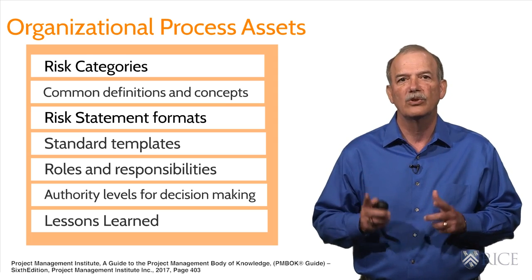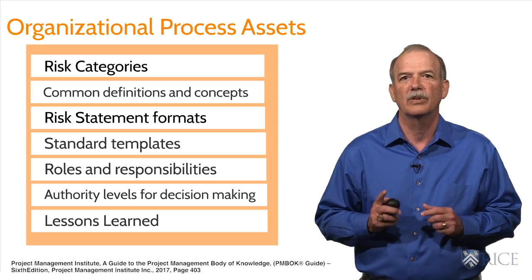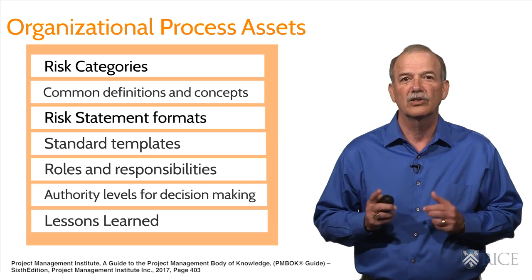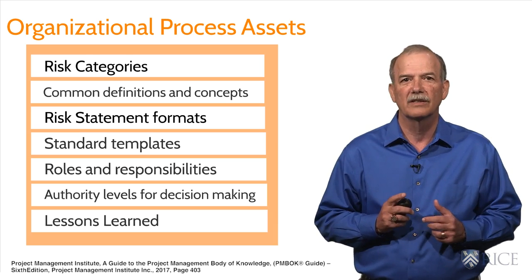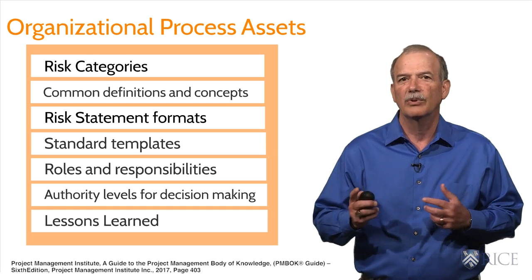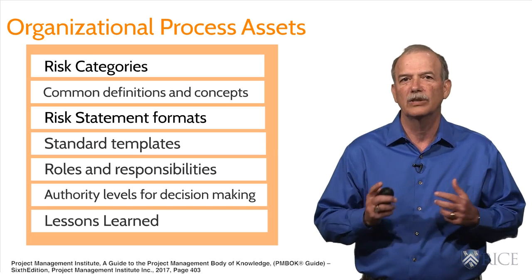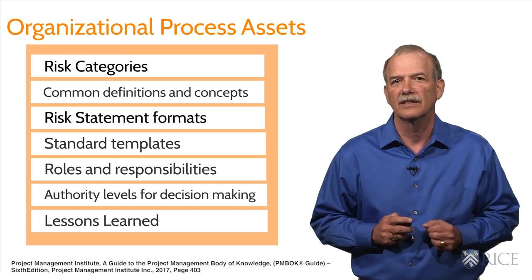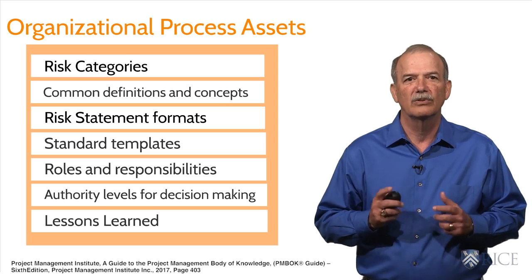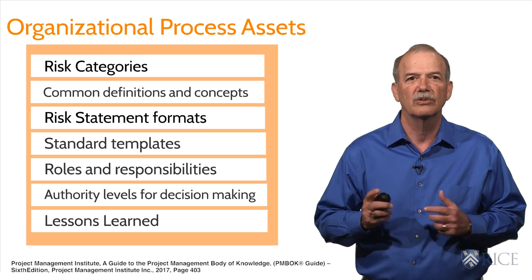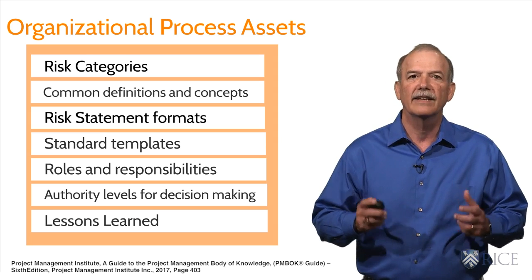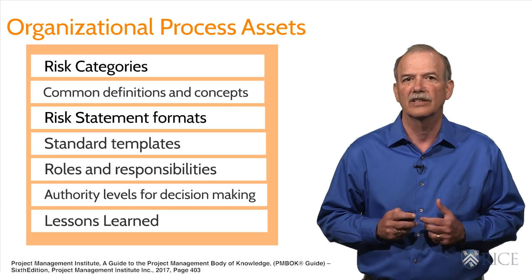It's important that you use these standard templates to enhance communication within the organization. The organization may also define roles and responsibilities, a standard work process that outlines who on the project and within the organization is responsible for each risk management activity. Authority levels for decision-making on risk-related items and on the contingency and reserve levels to be held at a project can also be included. And finally, lessons learned from previous projects.